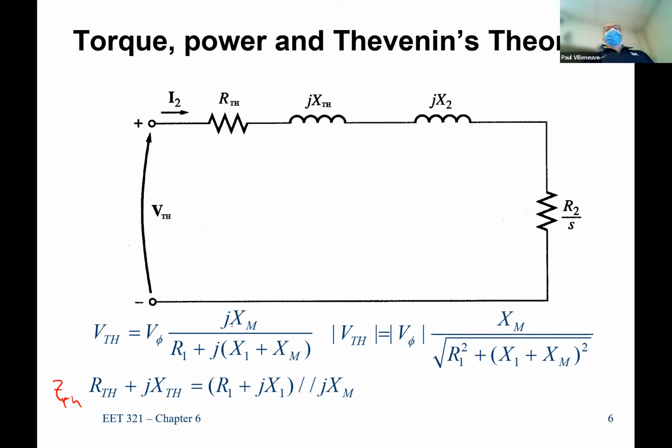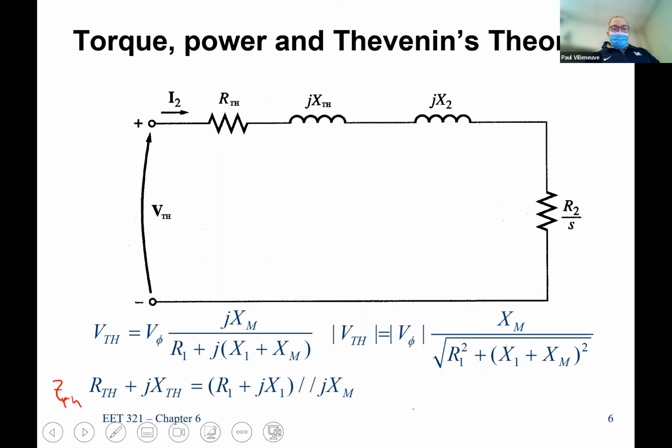The magnitude of jXM is just XM, right? Real part squared plus imaginary part squared, square rooted, is just XM. In the denominator, R1 squared plus the two reactances added together, squared, and then square rooted.